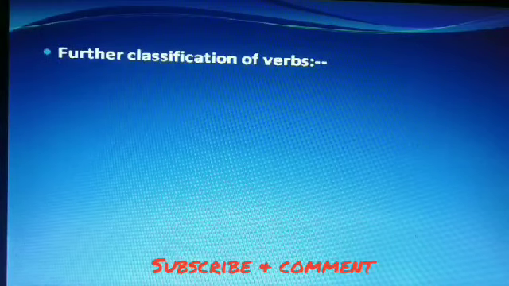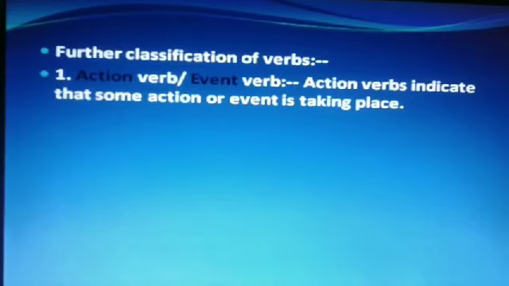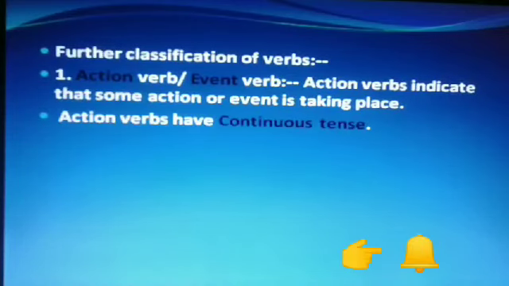What is an action verb? Action verbs indicate that some action or event is taking place. You can see the changes that are happening. The sun rises in the east. It is happening. Somebody is running in the field. Somebody is playing. Action verbs have continuous tense. You must remember this point. Action verbs can be used in continuous tenses.